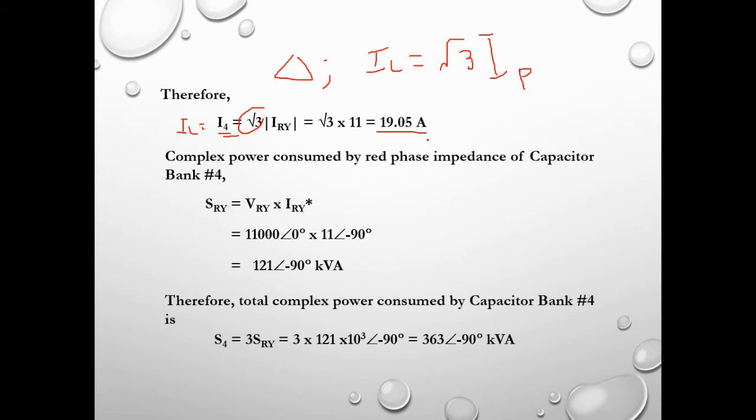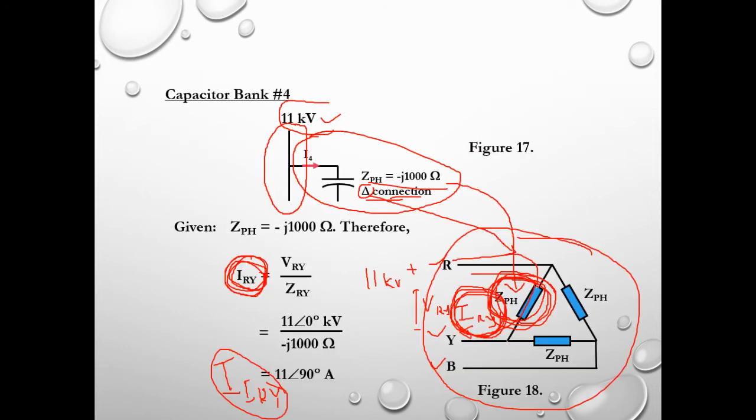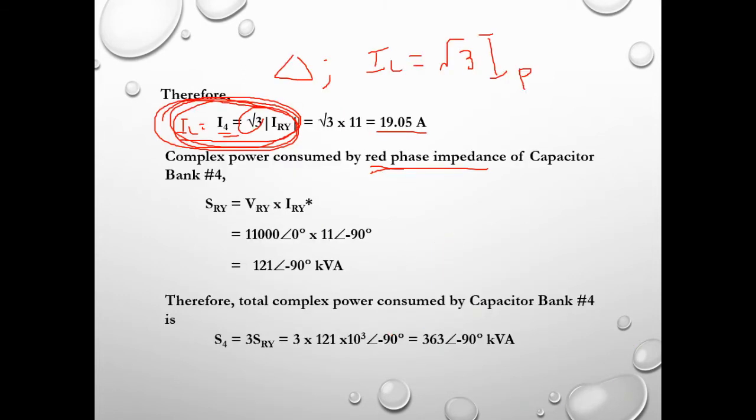So what about the complex power consumed by the red phase impedance? Since we are analyzing one phase, namely I4 or IL, we can calculate only the red phase, for example, this red phase over here, RY. We can simply write that the complex power consumed by the red phase impedance of capacitor bank number 4 is S RY. This is the equation VRY times IRY conjugate.